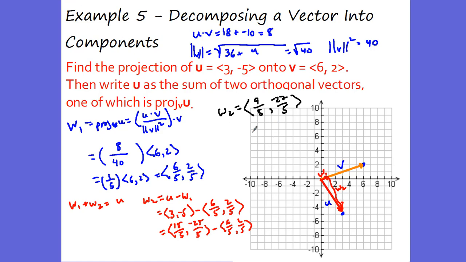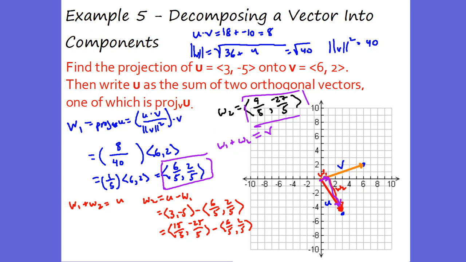So you can see my w2 is 9/5 and negative 27/5, and hopefully you can see that if I take w1, which is 6/5 and 2/5, and I add it to w2 right there, I end up getting vector u, because these two vectors are added up on one another.